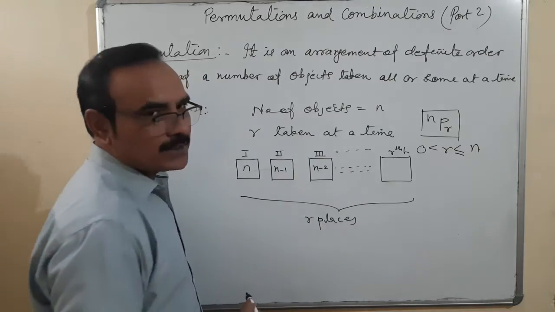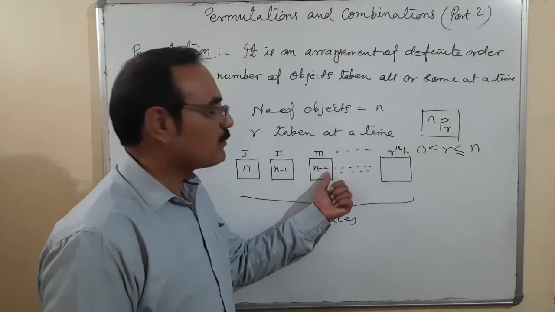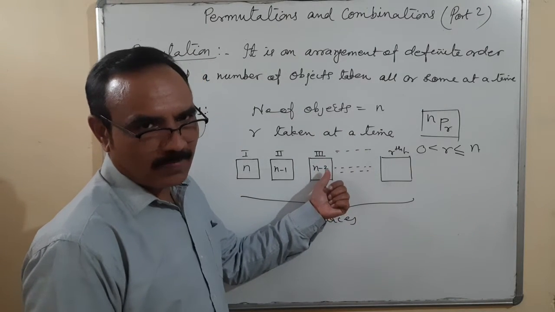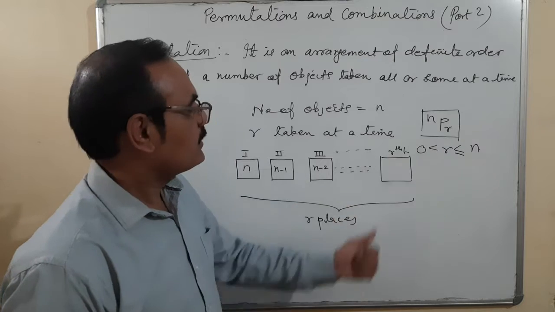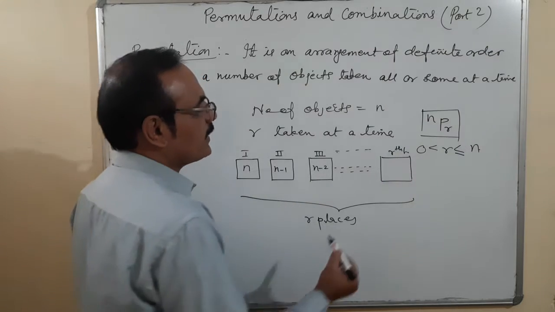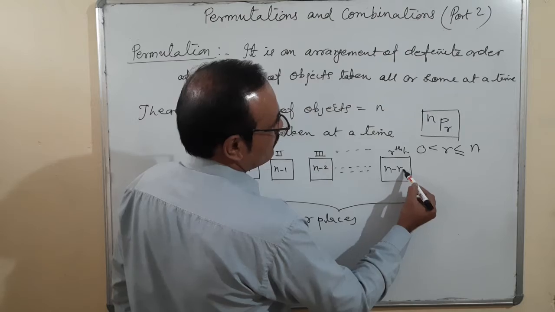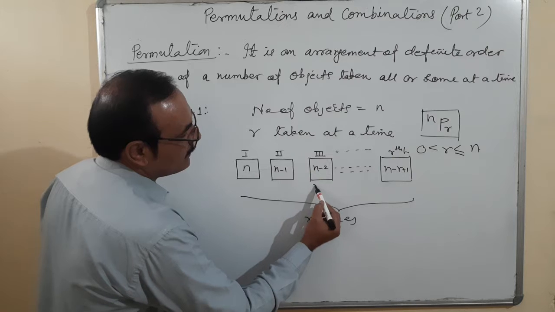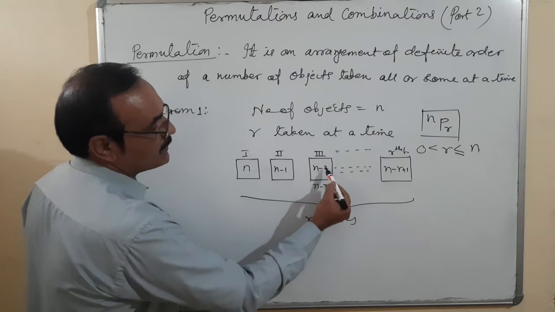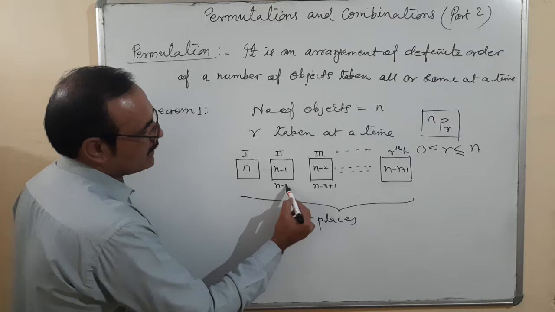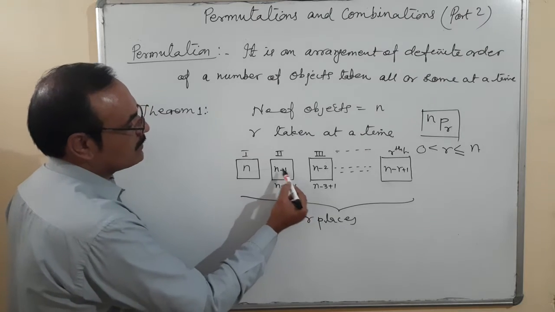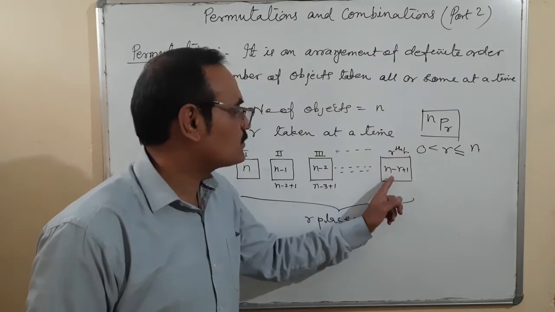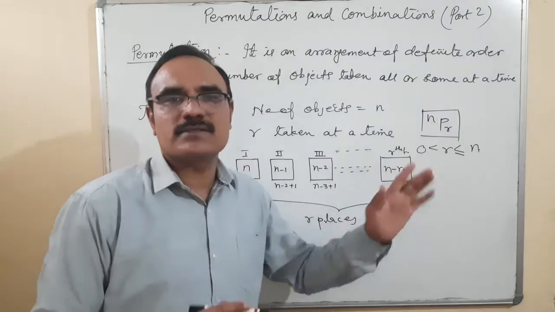Analytically you can understand one thing. The third place is filled by n minus 2, which is one less, so it can be written as n minus 3 plus 1. Am I right? Same as the rth place can be filled by n minus r plus 1. The third place is filled by n minus 3 plus 1, the second place by n minus 2 plus 1, which is n minus 1, and the first place can be filled by n. So the rth place will be filled by n minus r plus 1.